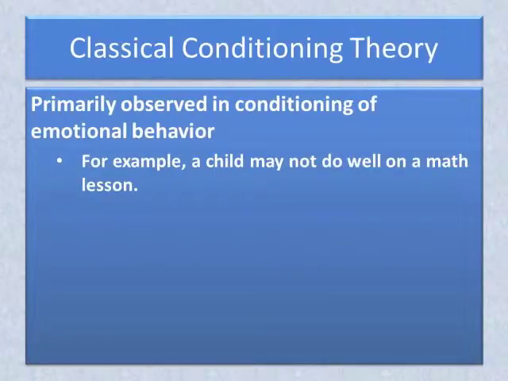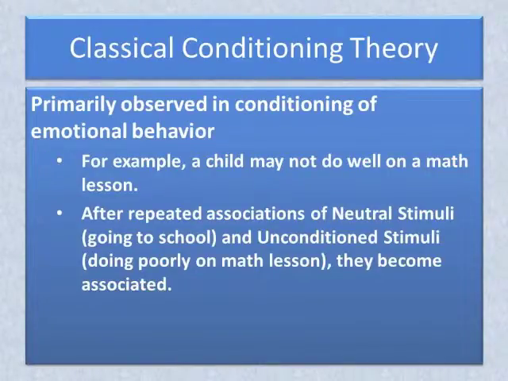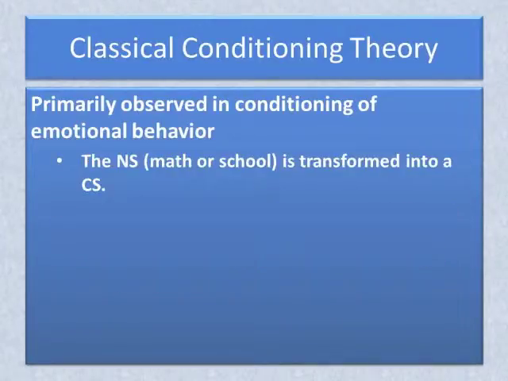For example, a child goes to school and does not do well on a math lesson. Not doing well on the math lesson will automatically produce a negative response of anxiety or perhaps negative emotion. If these are continually paired, the student goes to school and does not do well on a lot of math lessons, then math, or perhaps the school, becomes associated with the emotional response of anxiety or negative emotion.